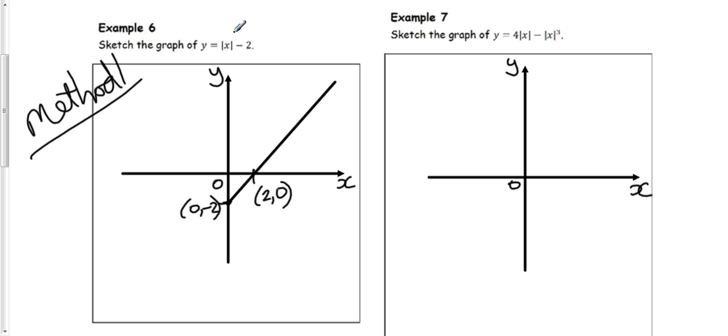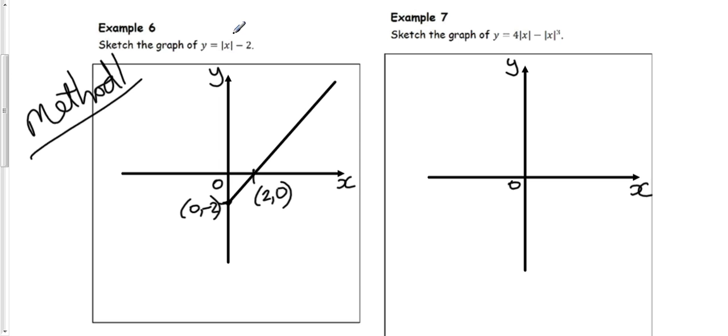Now, because modding the x values would mean if the x value was already positive, it won't change, let's consider the negative x values. What about when x is minus 2? When we mod minus 2, we get 2. So then y is going to be 2 take 2, which is going to be 0.